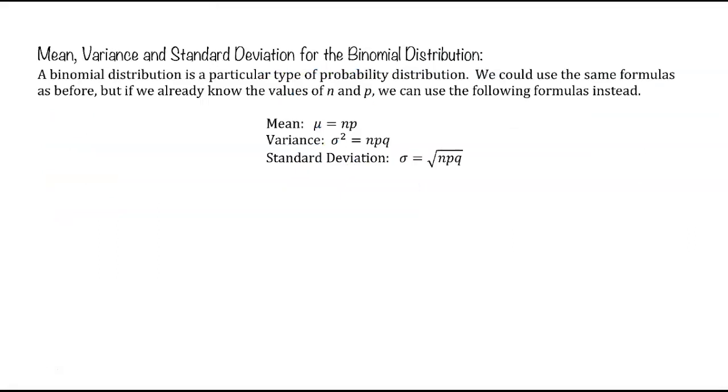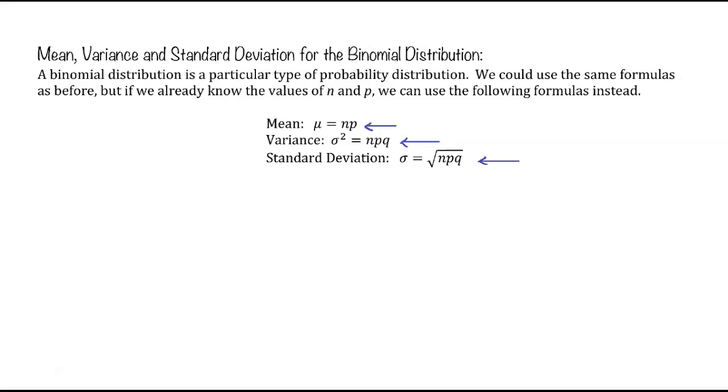Now that we have a basic understanding of a binomial distribution, let's talk about calculating the mean, variance, and standard deviation. The good news about a binomial distribution is that calculating these parameters is easier than calculating them for a typical probability distribution. For a given situation, if we know n, p, and q, the mean is simply the product of n and p. The variance is the product of n, p, and q, and the standard deviation is the square root of the variance, or the square root of the product of n, p, and q.